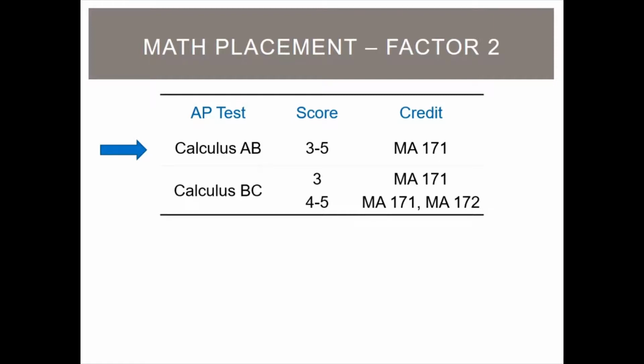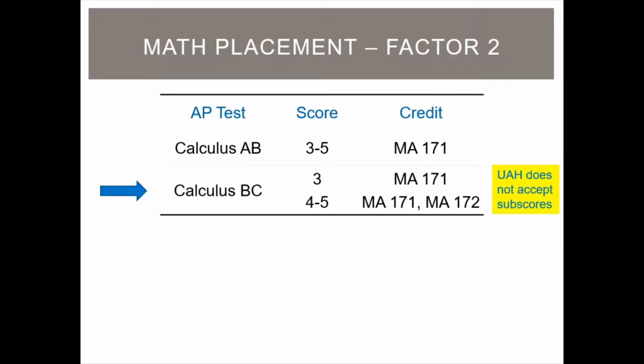If you take the Calculus BC exam and earn a score of 3, you will receive credit for Calculus A and be placed into Calculus B for your first semester. If, however, you earn a 4 or a 5 on the BC exam, you will receive credit for Calculus A and B and be placed in Calculus C for your first semester. Please note that UAH does not accept AP subscores.